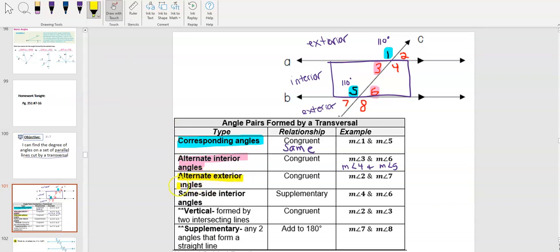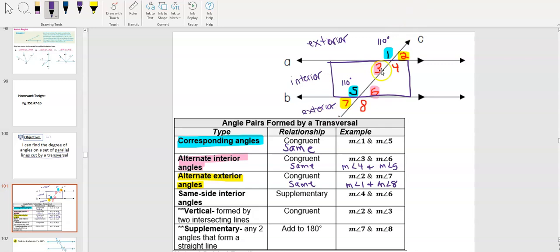Alternate exterior angles are very similar to alternate interior angles, except they are on the outside. So angle 2 and angle 7 are alternate exterior angles because they are opposite of the transversal and they're outside my parallel lines. Angle 1 and angle 8 are also alternate exterior angles. And again, all of these are congruent. They are all the same degrees.